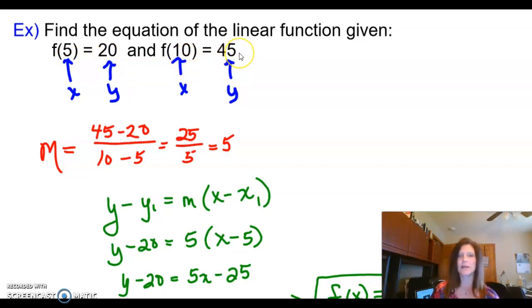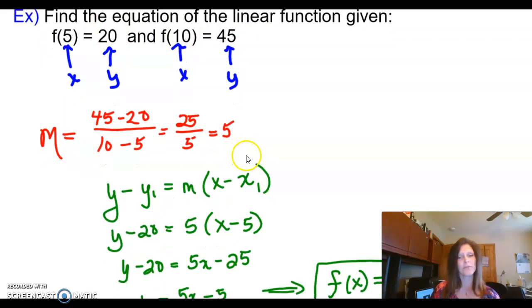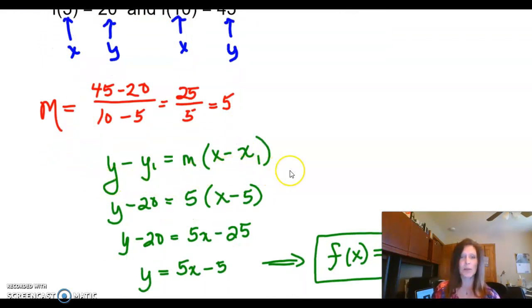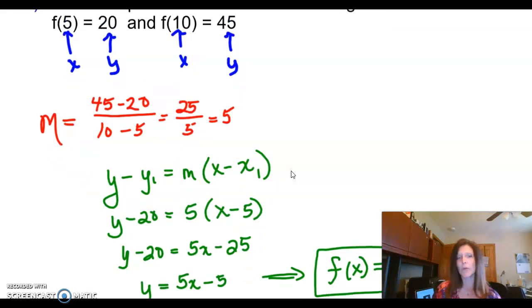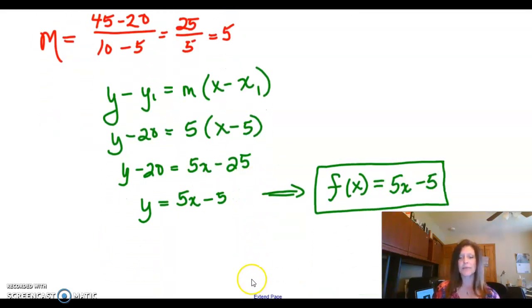Once I realize that, I'm just doing something very similar to what we just did. I'm going to calculate the slope and use my point-slope formula. So we're going to take the difference in the y's over the difference in the x's. In this case, the slope is going to be 5. Now that I know the slope, I'm going to use my point-slope form and one of my points, doesn't matter which one. Remember, x is 5 and y is 20. So I used that point, I did the algebra, and I simplified and came up with f of x is equal to 5x minus 5.